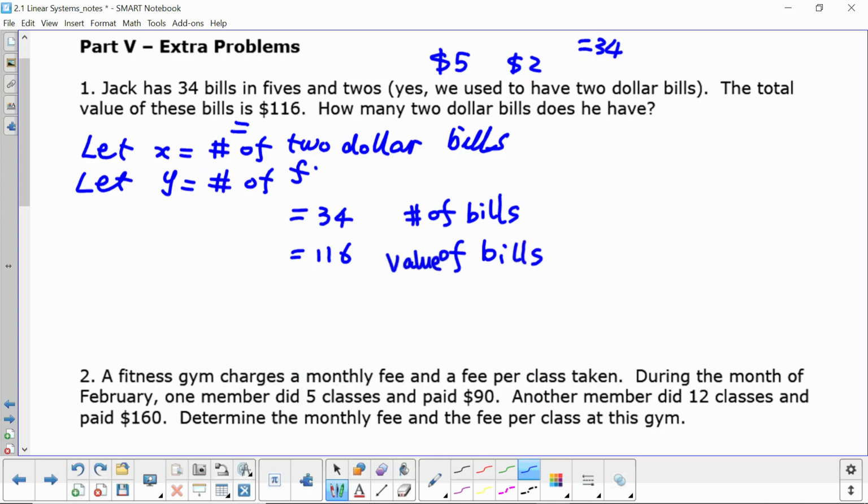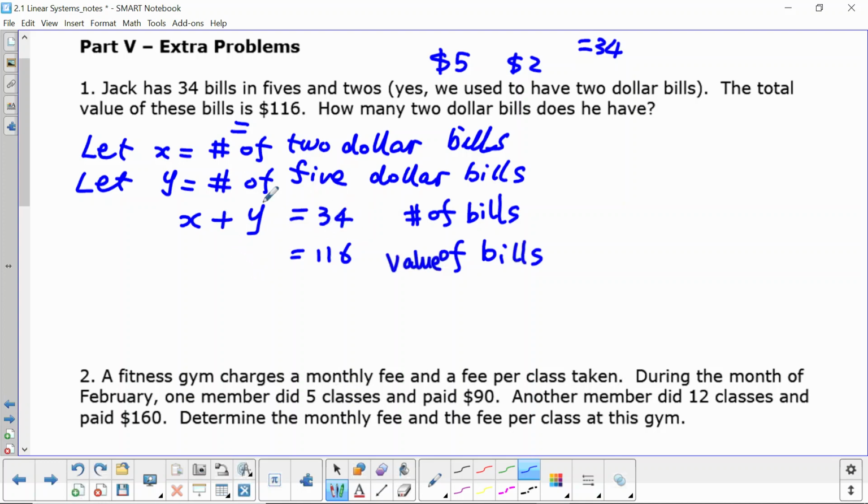And I will say that you have more than one way to do this question, but because in this lesson we are trying to set up linear systems, for linear systems you always have two variables, so we introduce two variables. So the number of $2 bills is x, the number of $5 bills is y, and in total together you have x plus y. So that is the number of bills. x $2, y $5, altogether is 34 bills.